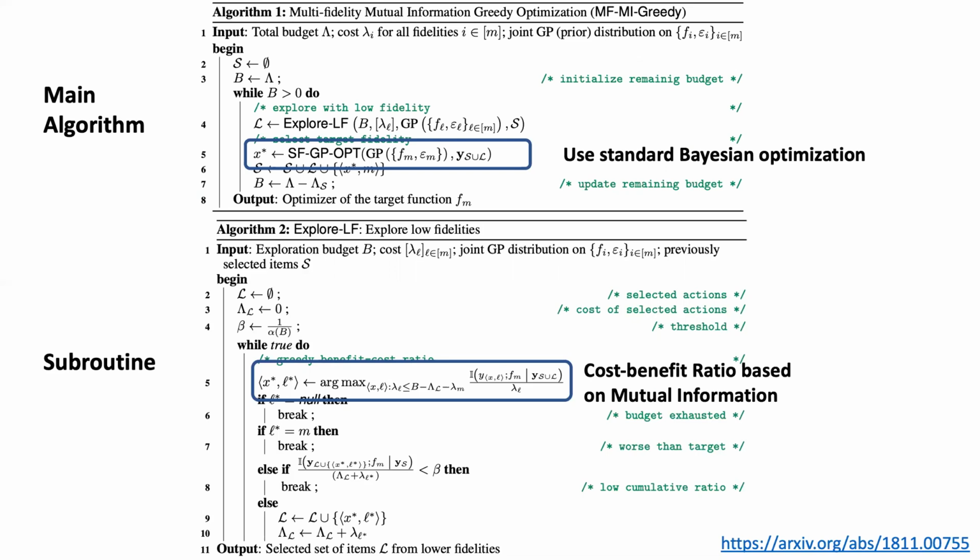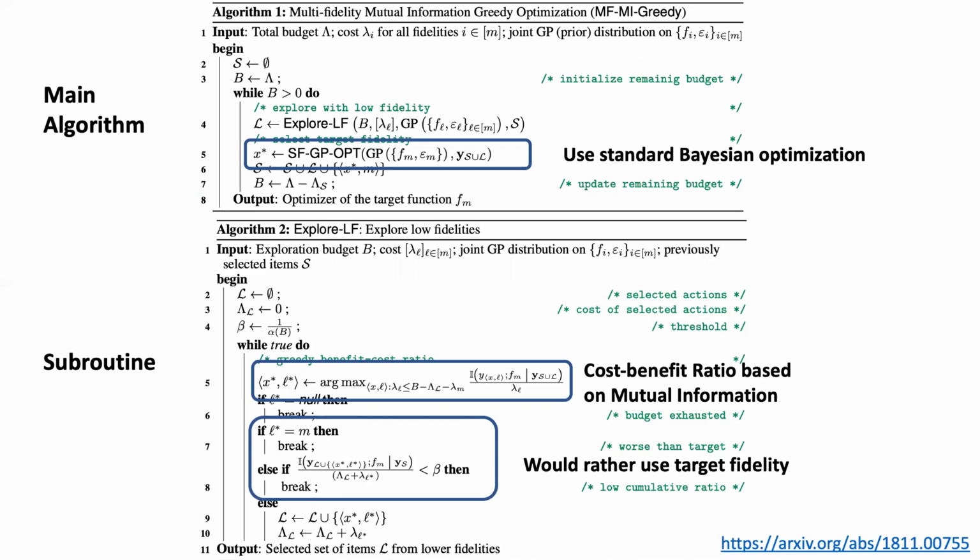And you can measure this by this cost-benefit ratio, where lambda is the cost of running any fidelity level. So lambda is higher for higher fidelities and lower for lower fidelities. And it's based on this notion of mutual information, which is, again, this information theoretic concept. And then based on this ratio, you decide whether or not you want to stop using this low fidelity or not. That's the basic idea. Again, you can check out the paper for more details. But any questions?